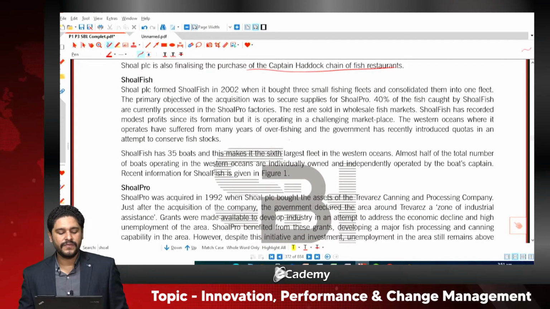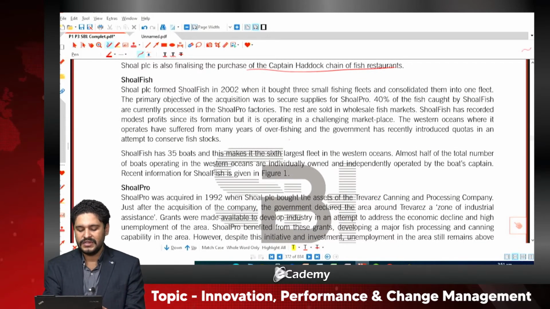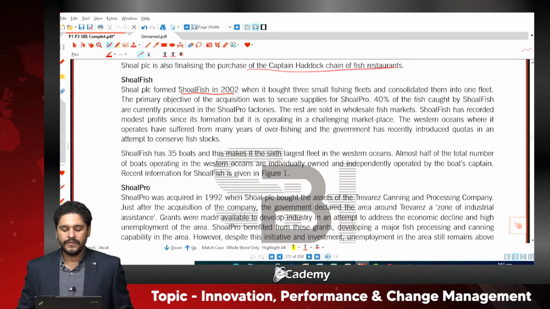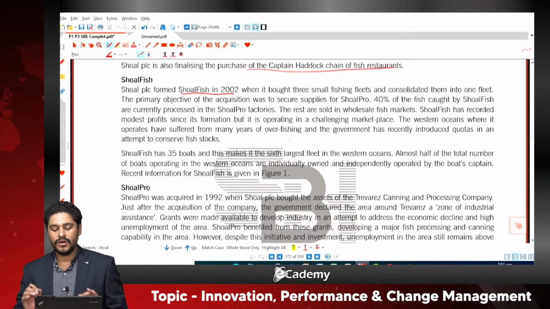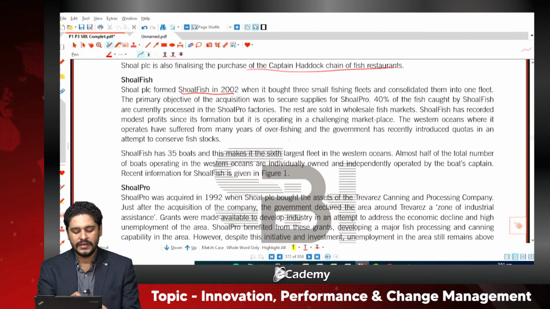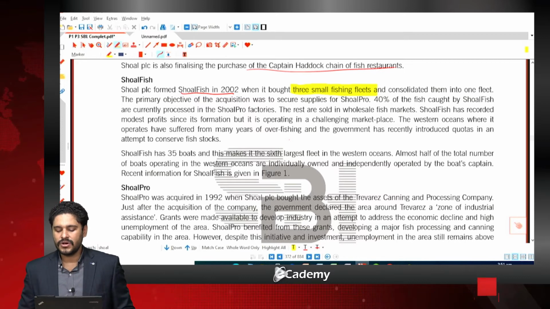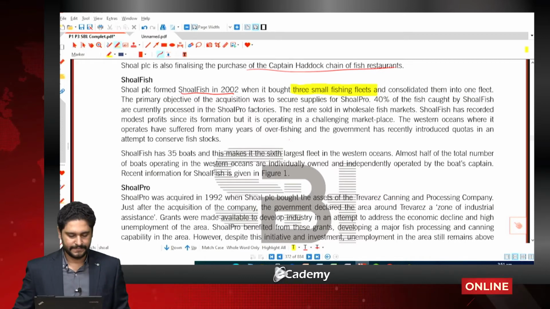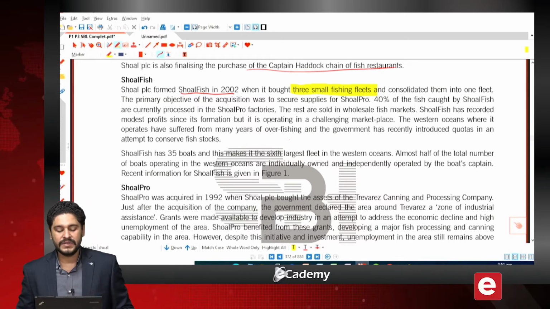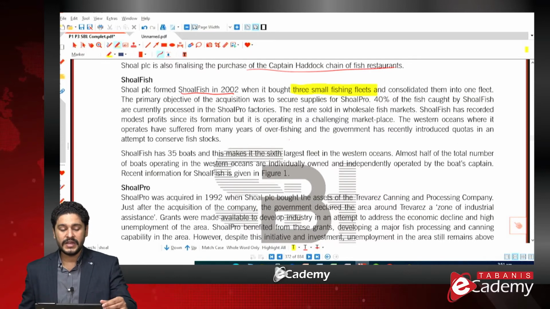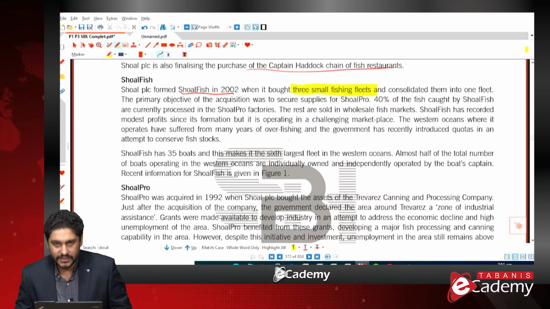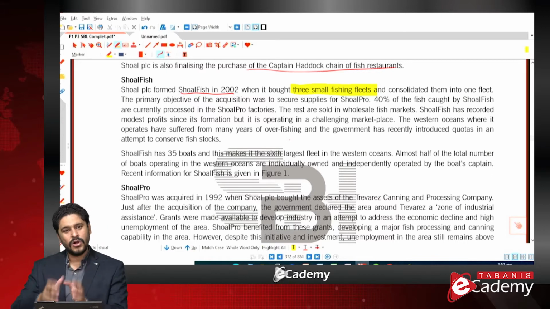Shoal PLC formed Shoal Fish in 2002 when it bought 3 small fishing fleets. Initially they had 3 small fishing fleets and consolidated them into one fleet. The primary objective of the acquisition. Now you need to be very much familiar with how we read one particular question, because reading is also an art.